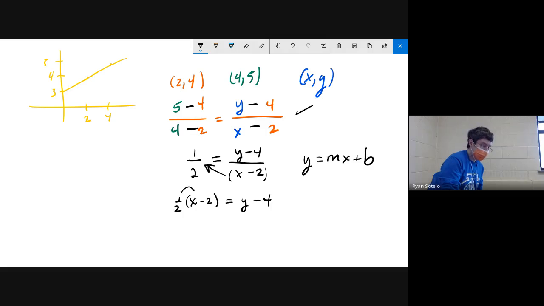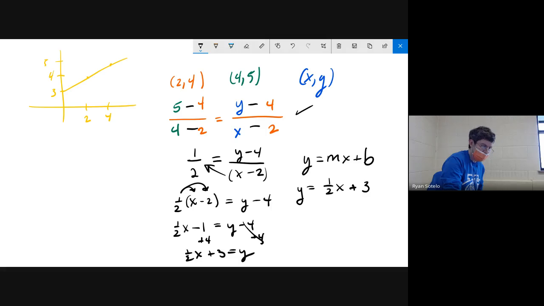Then I just have to distribute. 1/2 x minus 1 equals y minus 4. My last step is just add 4. So we see that 1/2 x plus 3 is y. And that's basically this. y equals 1/2 x plus 3, the slope is 1/2, and the y-intercept is 3, and that's what we see here. The y-intercept was 3, and the slope was 1/2.